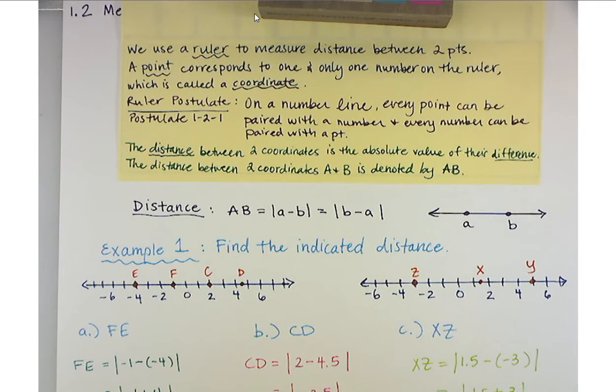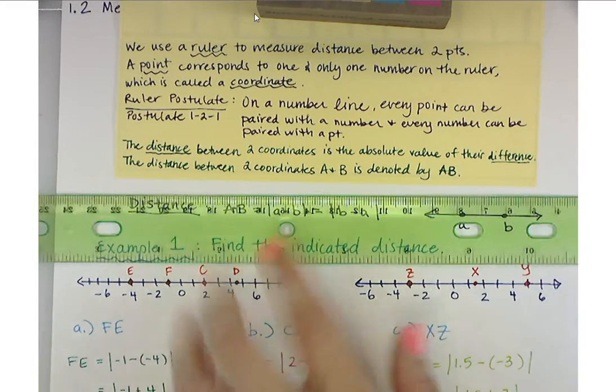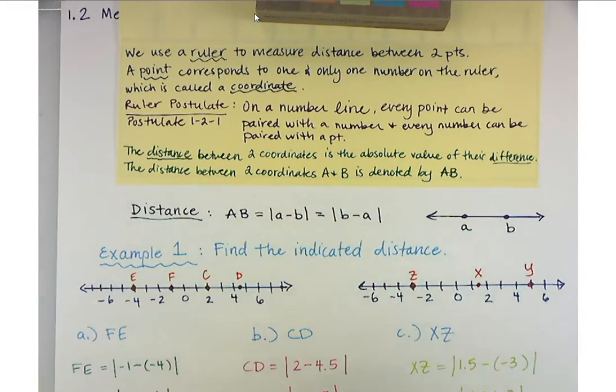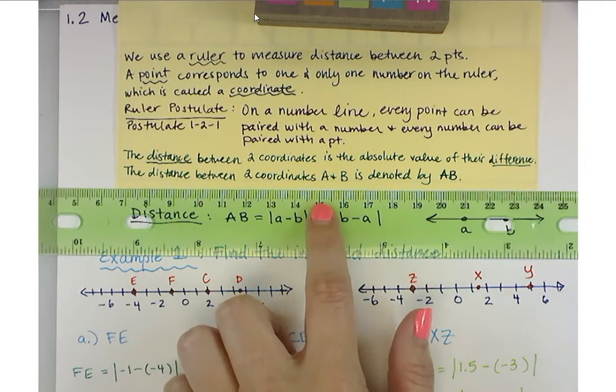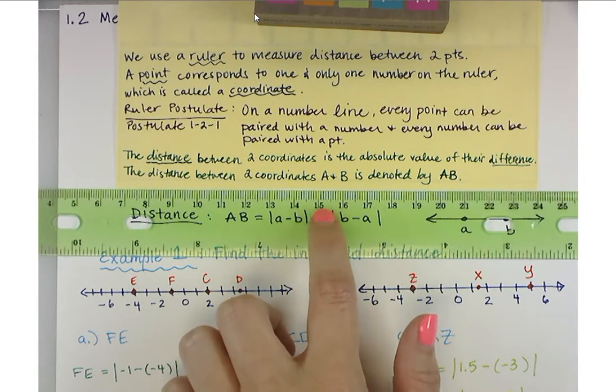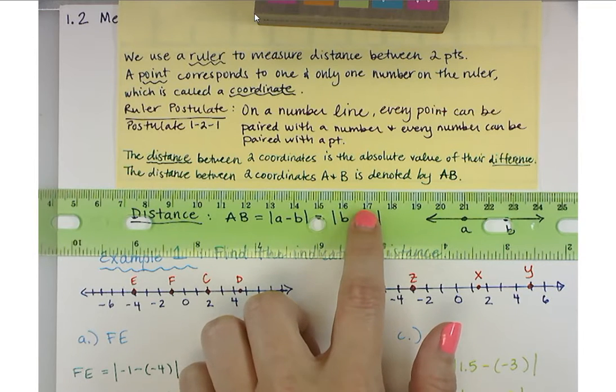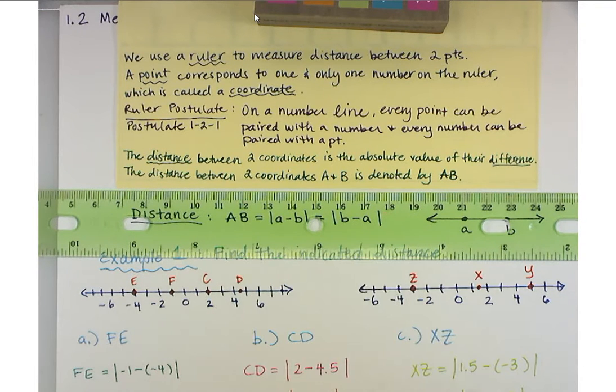So the ruler postulate tells us on a number line, just like on a ruler, every point can be paired with a number and every number can be paired with a point. Just like you can see here, right? Every point with the centimeter is labeled. The same thing happens on a number line.